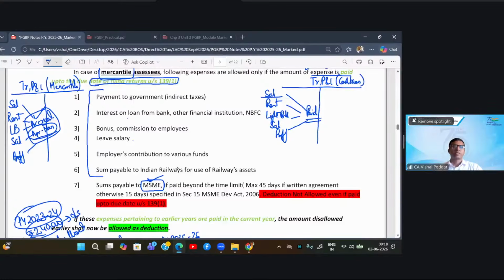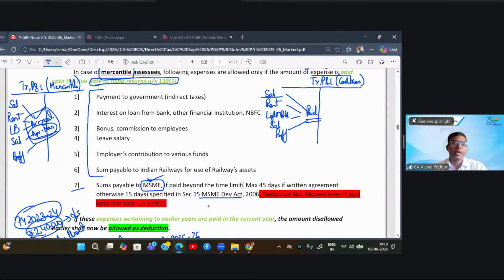Now, there is a specific act, that is MSME Development Act. Now, this act has said that whenever anyone is doing transaction with MSME, they should make payment to MSME in time. If you fail to do that, then there will be some penal consequences. This is what is given in this act. Now, Income Tax Act has very recently, in last 2 or 3 years, added this point in 43B, just to match with this MSME condition.